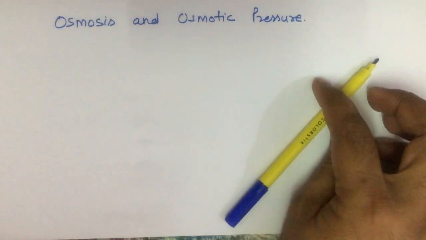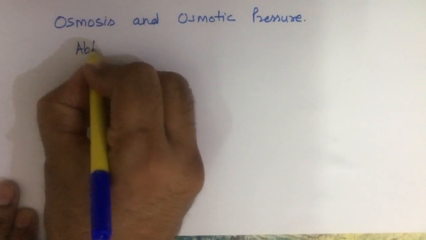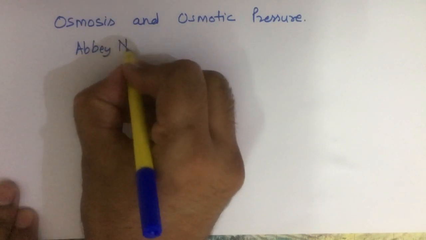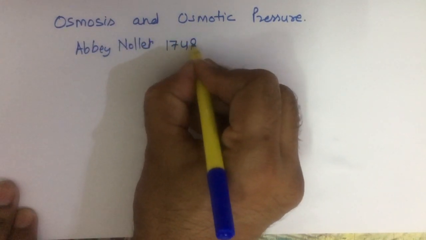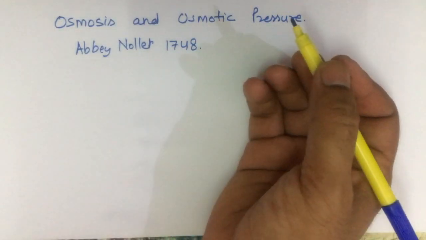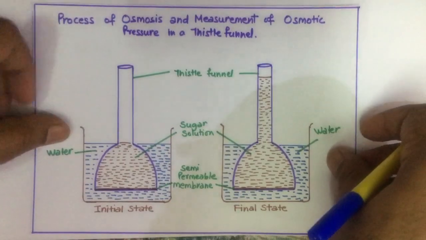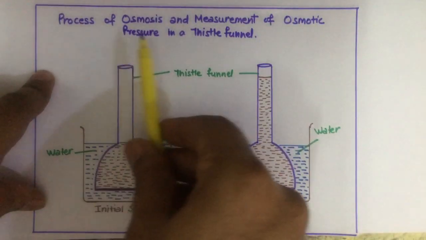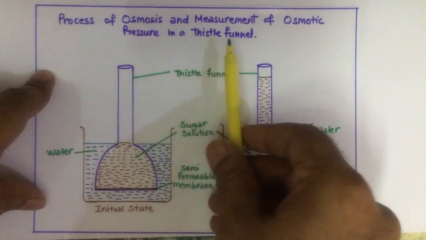Osmosis is a phenomenon first studied by Abbe Nollet in 1748. Now let us consider this diagram. This is the process of osmosis and the measurement of osmotic pressure in a thistle funnel.